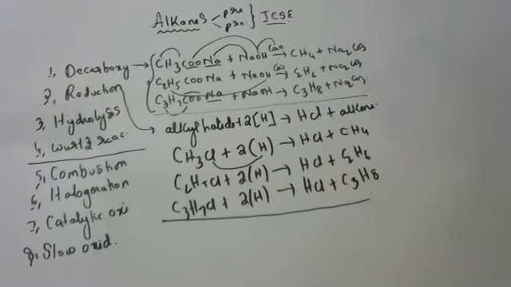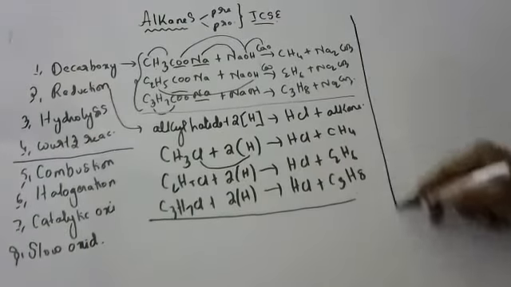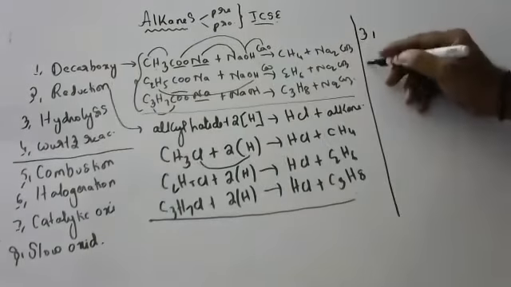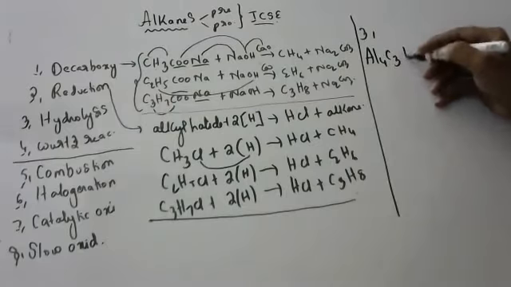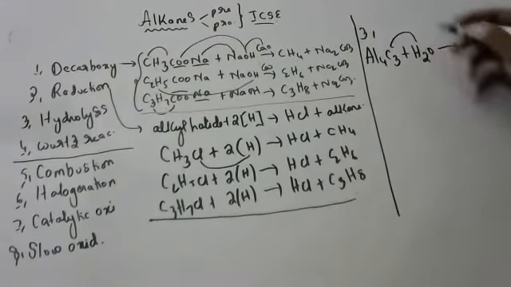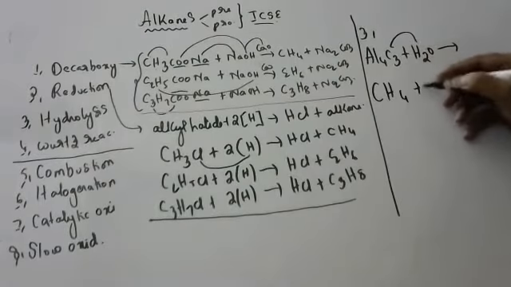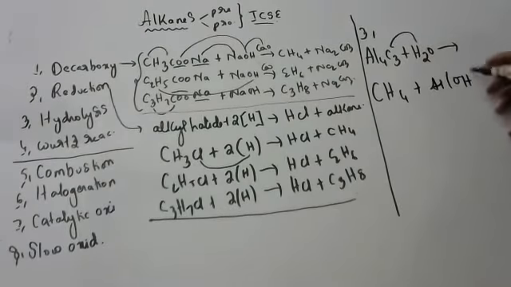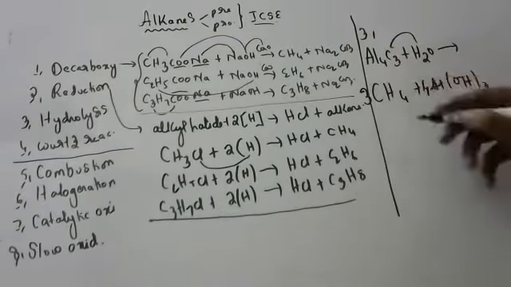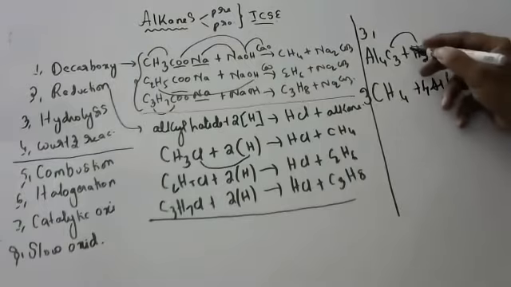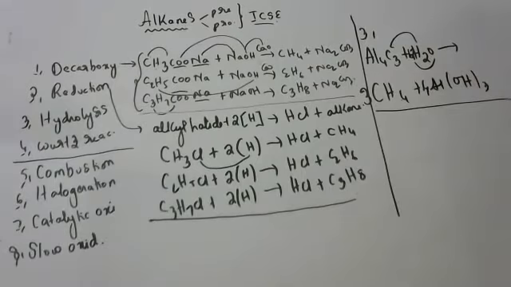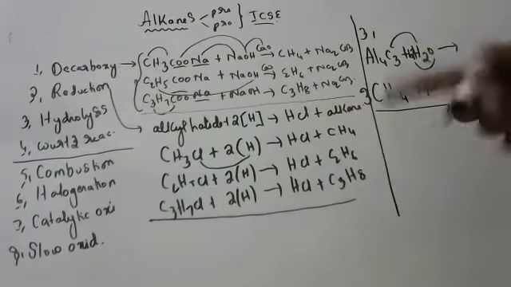Okay, next hydrolysis. In hydrolysis, children, only one reaction is possible, for the preparation of methane. Take aluminium carbide and subject it to hydrolysis. Hydrolysis means addition of water. Then you get methane plus aluminium hydroxide. 4 aluminiums, put 4 here. 3 carbons, put 3 here. 3 fours are 12, so put 12 here, and 12 oxygens balanced. This is the only reaction possible, children. In other methods you can write up to decane, but here you cannot.